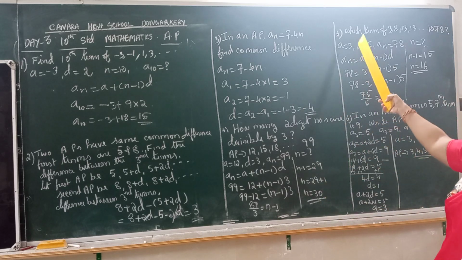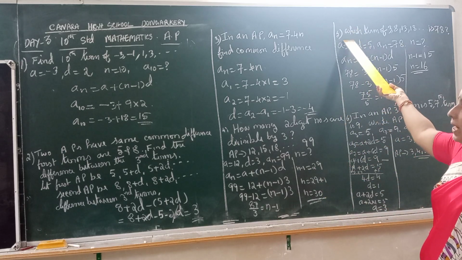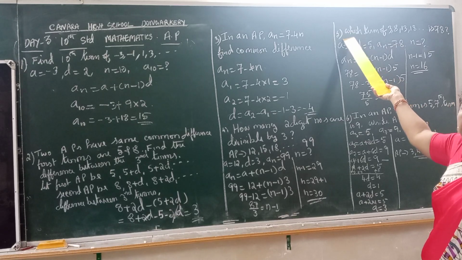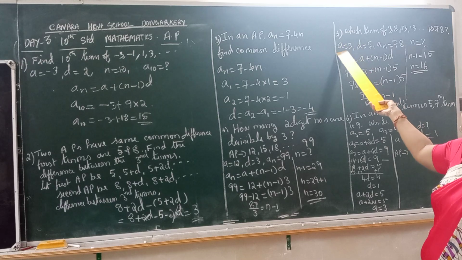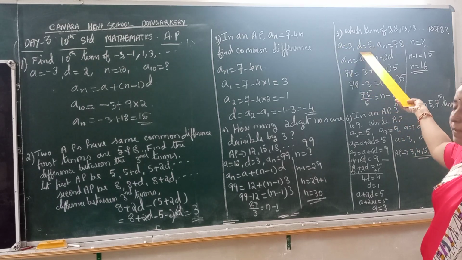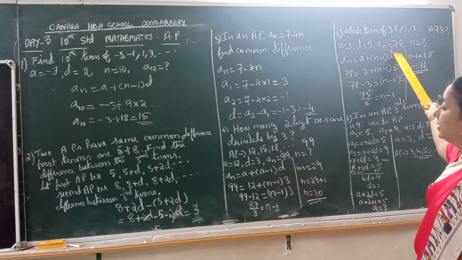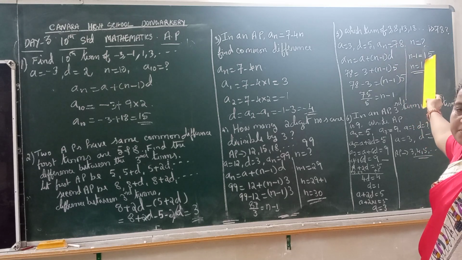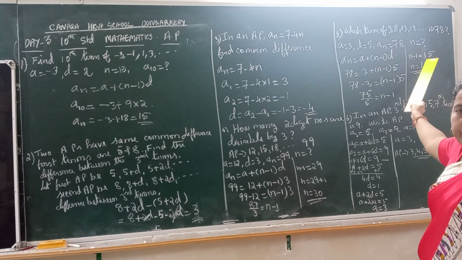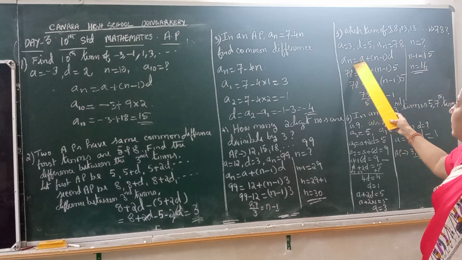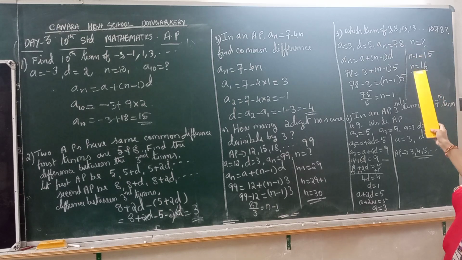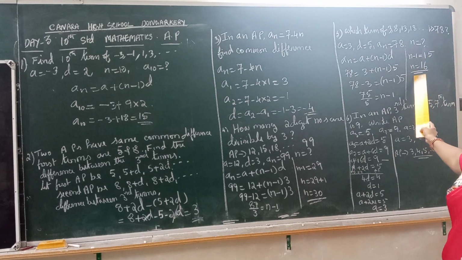Next question. Which term of 3, 8, 13 is 78? It is an AP with first term 3, common difference 5, last term 78. What we have to find? How many terms? Which term? Same. Therefore, n is equal to how much? Substituting in the formula, we will get n minus 1 is equal to 15. Therefore, n is equal to 16.